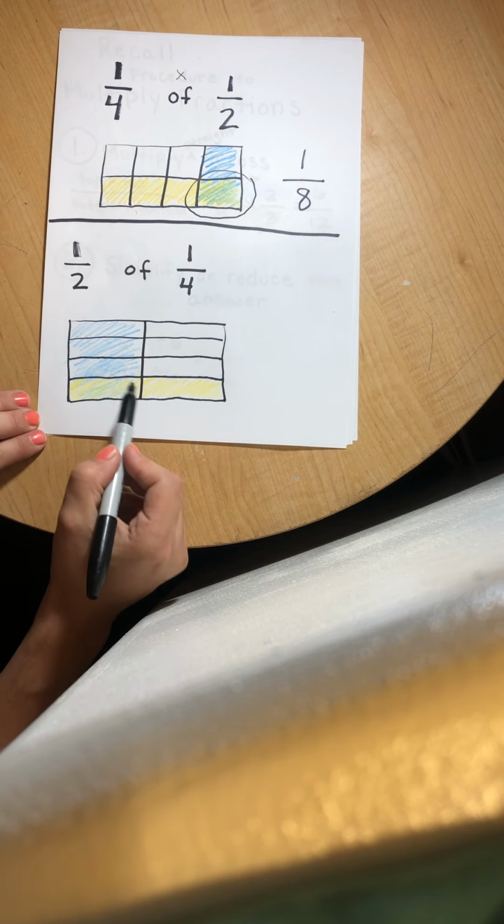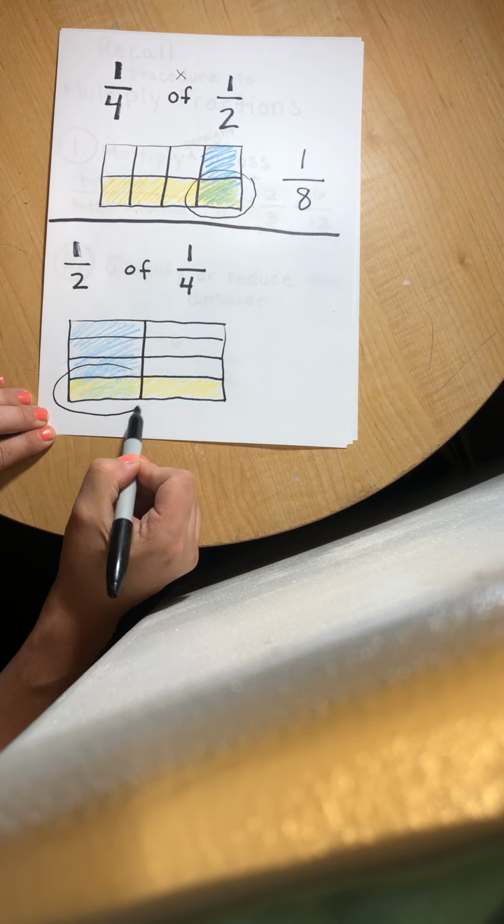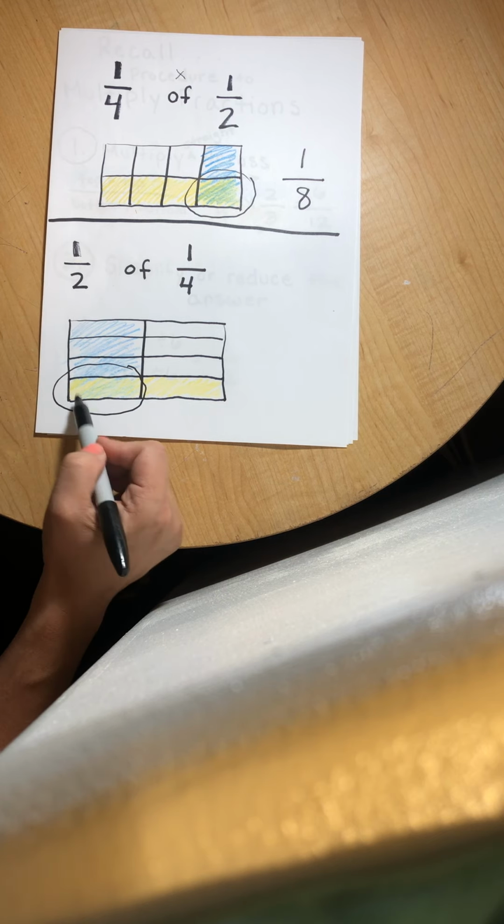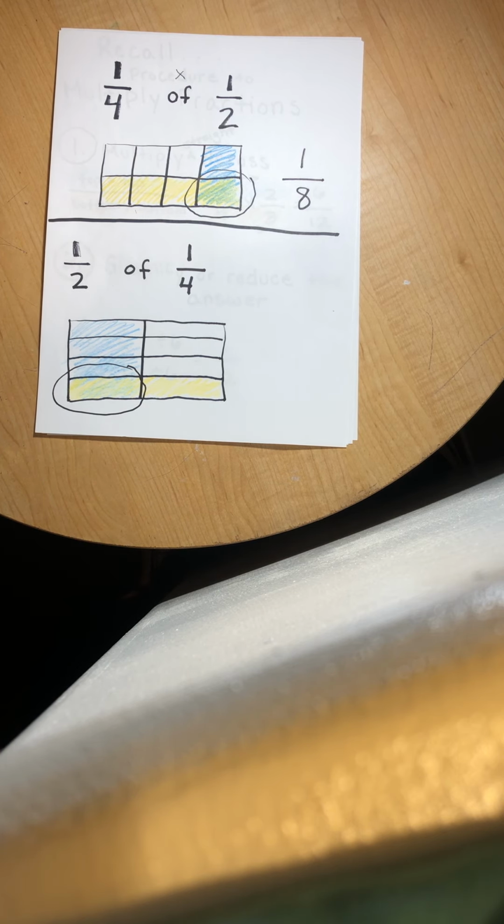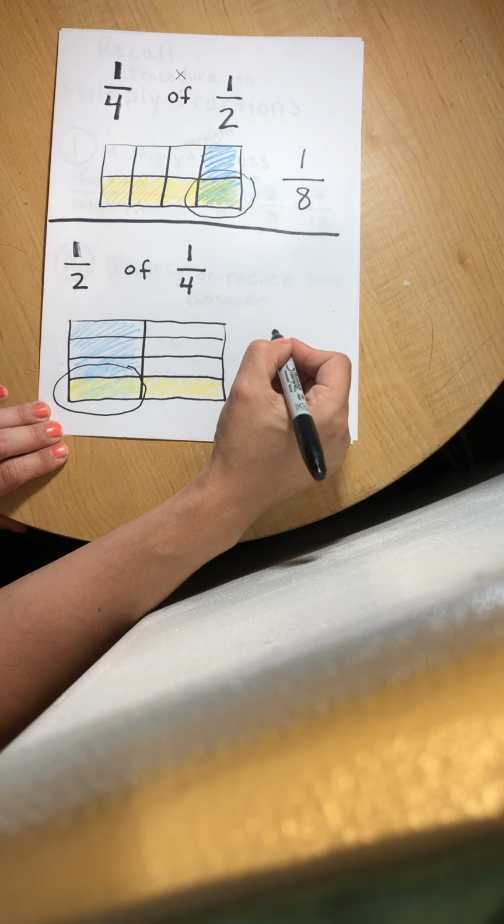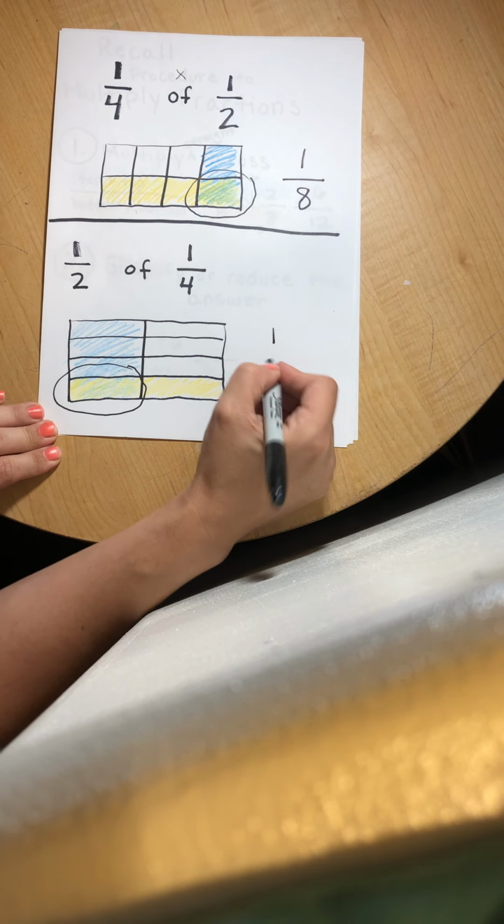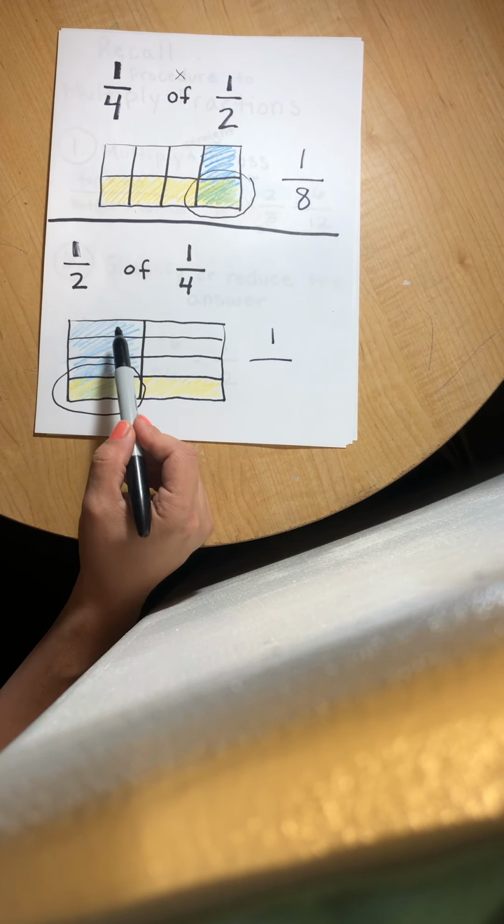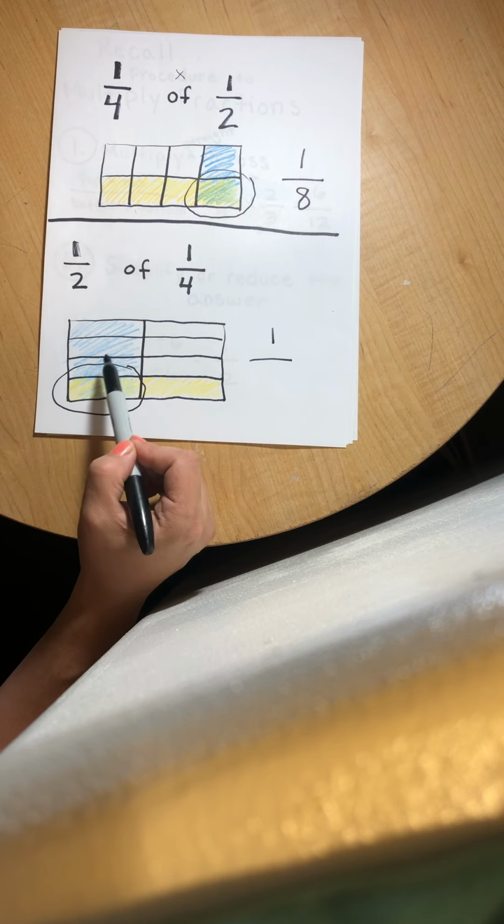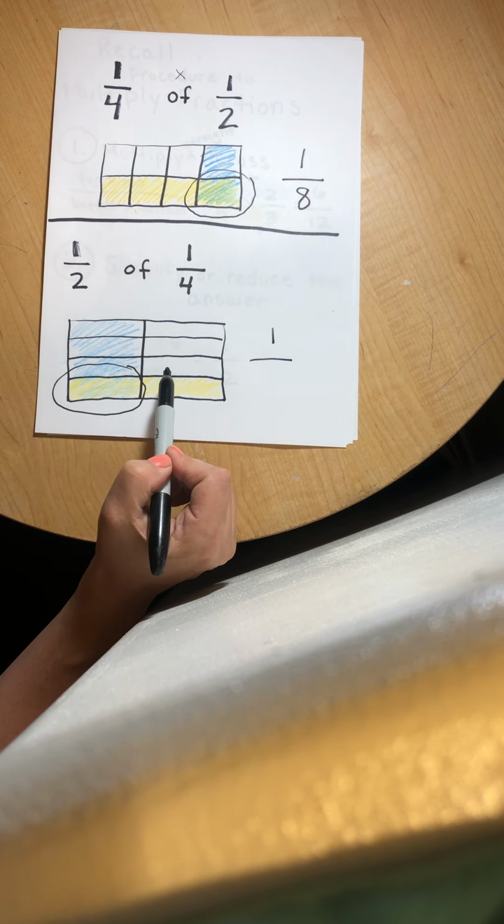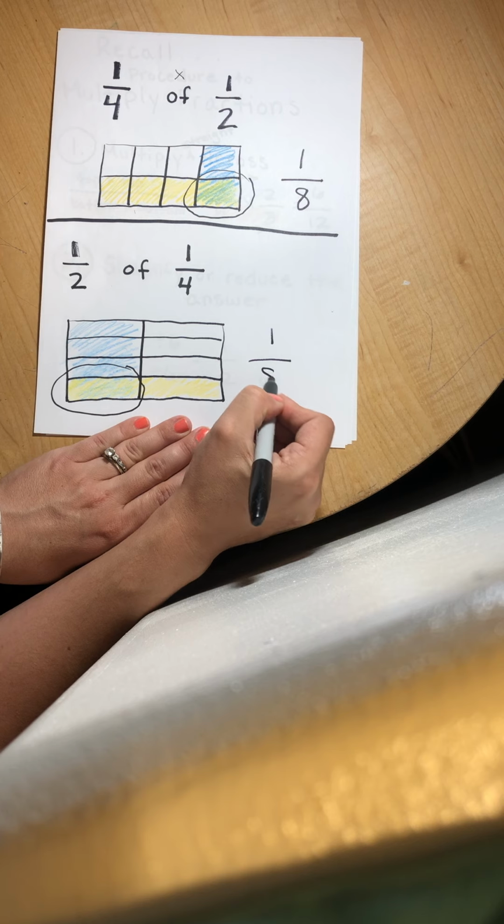And again, the spot where they meet is right here. It has both colors shaded in. That's 1 square. So it will be a 1 on the top. Now let's count how many other squares we have. 1, 2, 3, 4, 5, 6, 7, 8. Would be an 8 on the bottom.